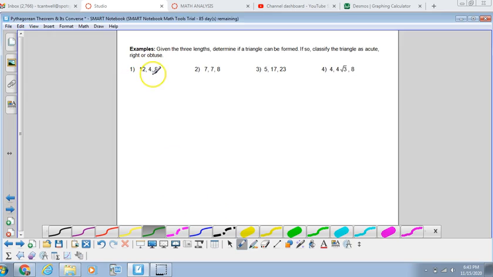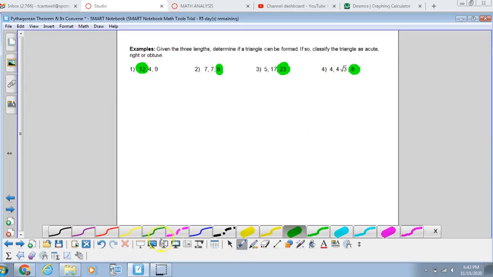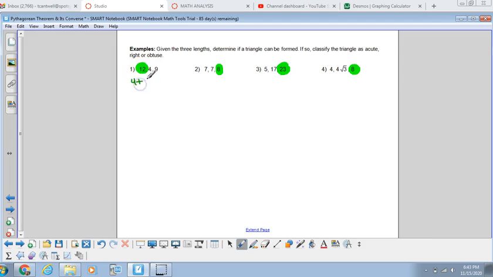So for this one right here, I'm going to highlight our biggest number each time. This one over here, you might need to use a calculator to tell what this number is. We'll talk about that when we get to this one. So first we want to check to make sure when we add up the two smaller sides, it's bigger than that. When we add up 4 plus 9, that's 13. That's bigger than 12. So this does make a triangle.